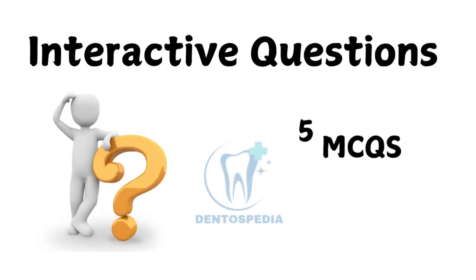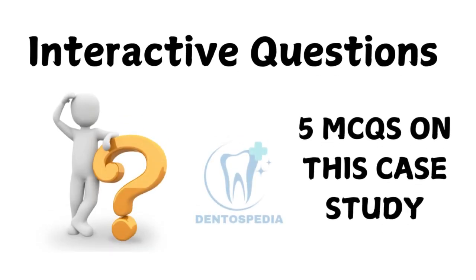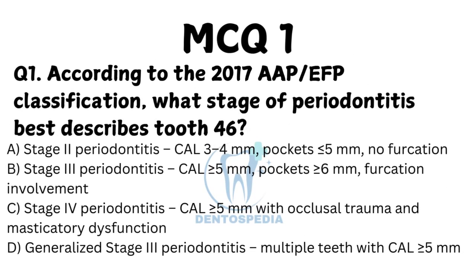Now that we've reviewed the case history, findings, and investigations, let's test ourselves with some interactive questions. I'll show you the question with 4 options, give you a few seconds to think, and then we'll reveal the correct answer with explanation. Question 1. According to the 2017 AAP and EFP classification, what stage of periodontitis best describes tooth 46?